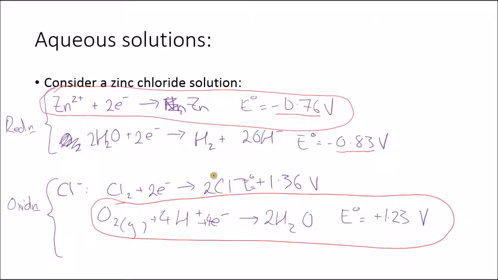So these are the two reactions that would occur for zinc chloride in water. We would find that the zinc would be reduced to zinc metal, and water would be oxidized to give us oxygen gas. I think that's right. Anyway, moving on.